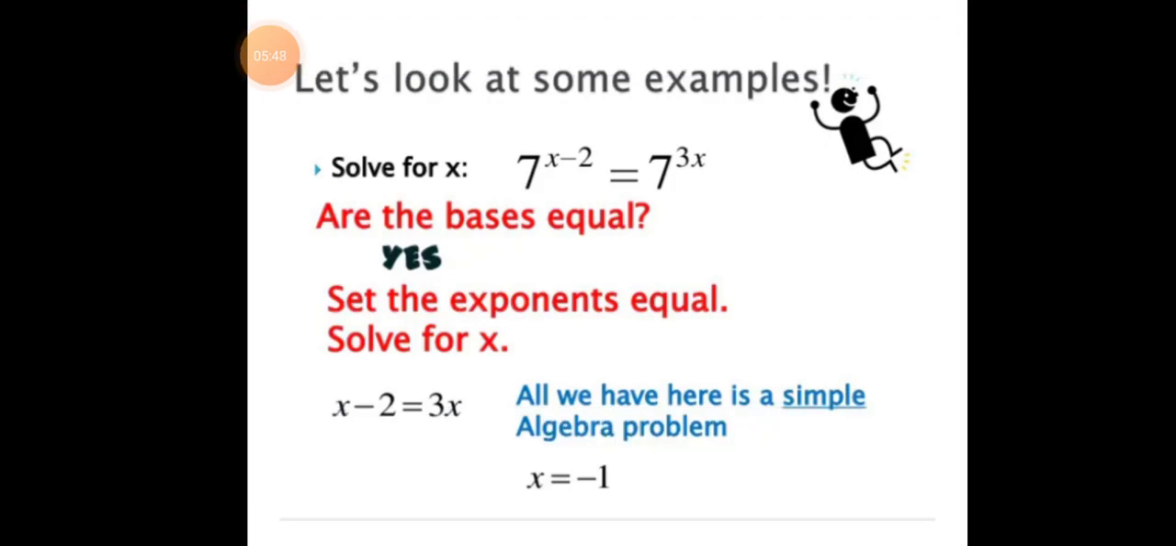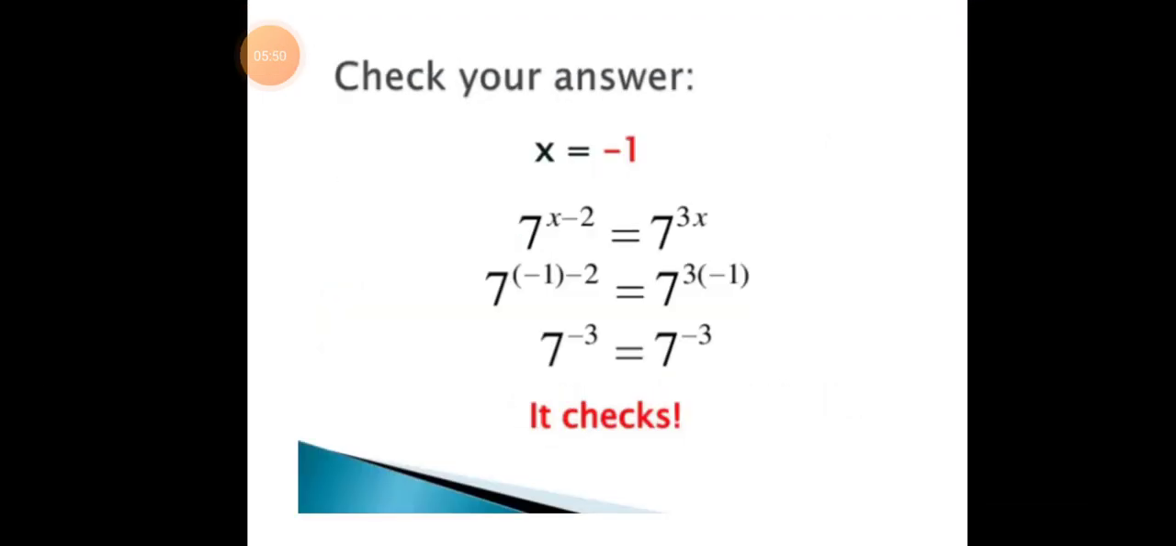Then we need to check the answer. This is how to get the negative 1. So x equals negative 1. 7 to the power of x minus 2 equals 7 to the power of 3x. Then 7 to the power of negative 1 minus 2 equals 7 to the power of 3 times negative 1. So 7 to the power of negative 3 equals 7 to the power of negative 3. They are equal, so we got it, it is checked.